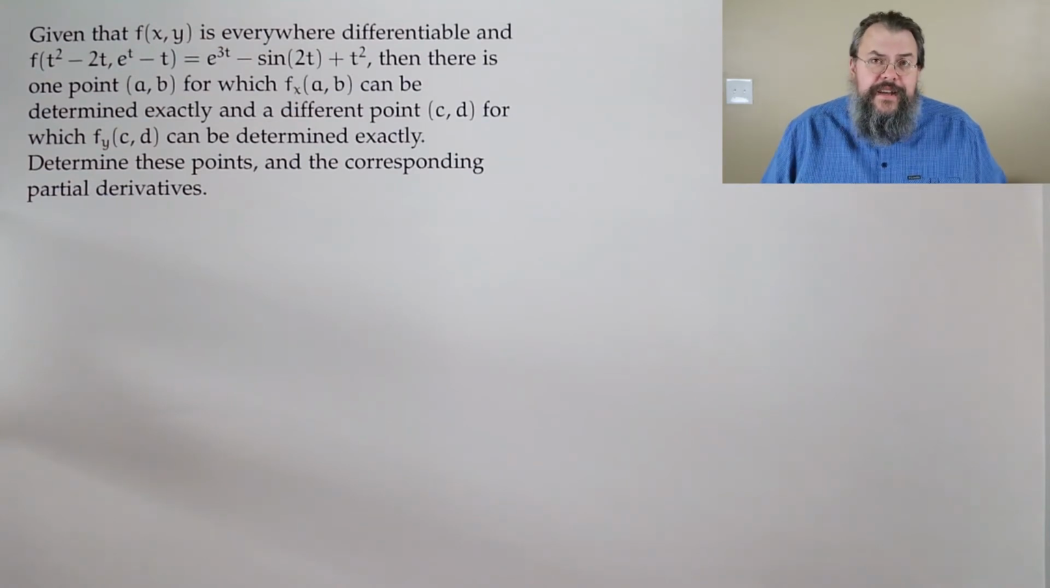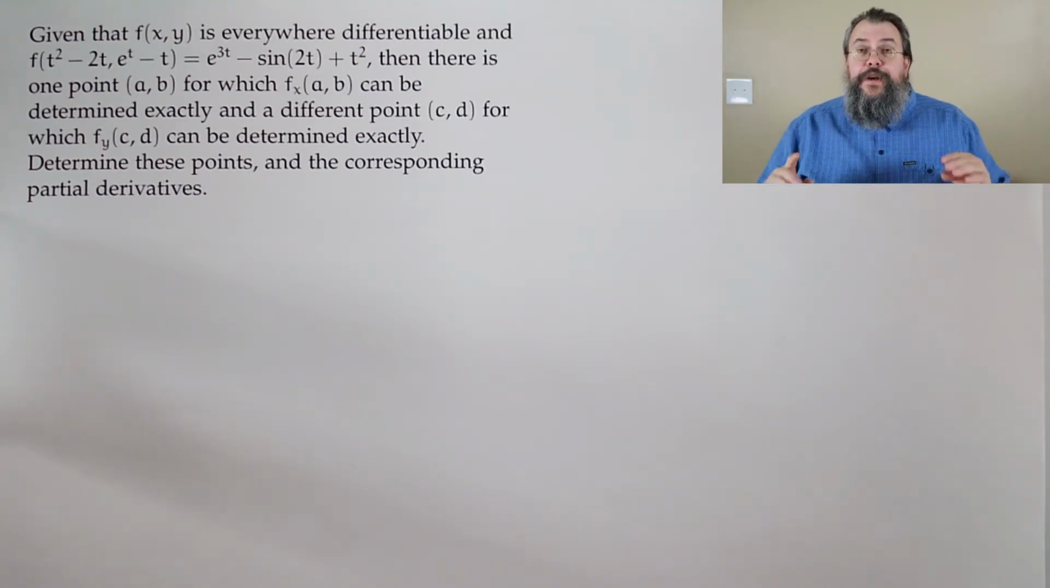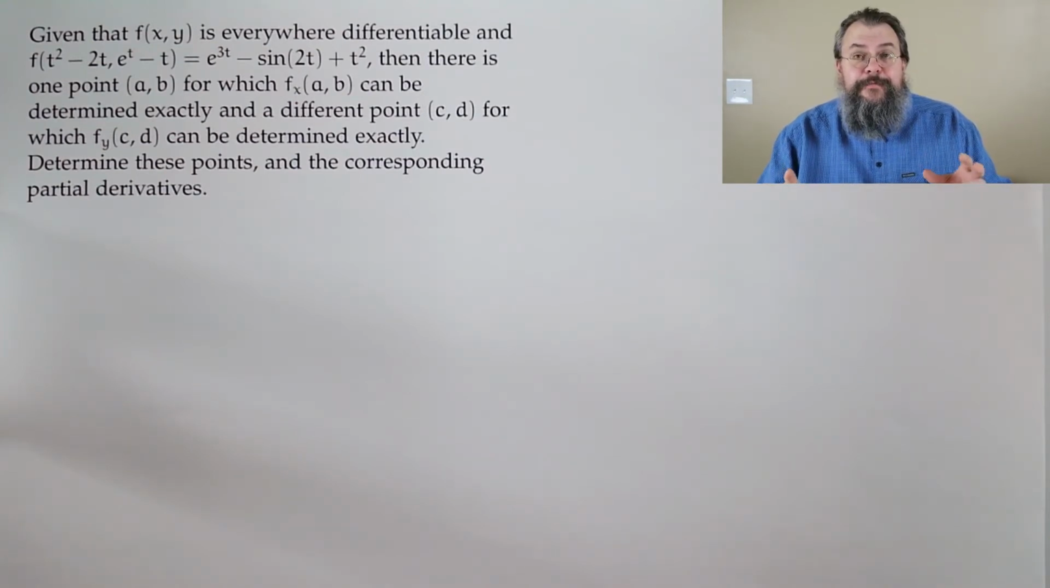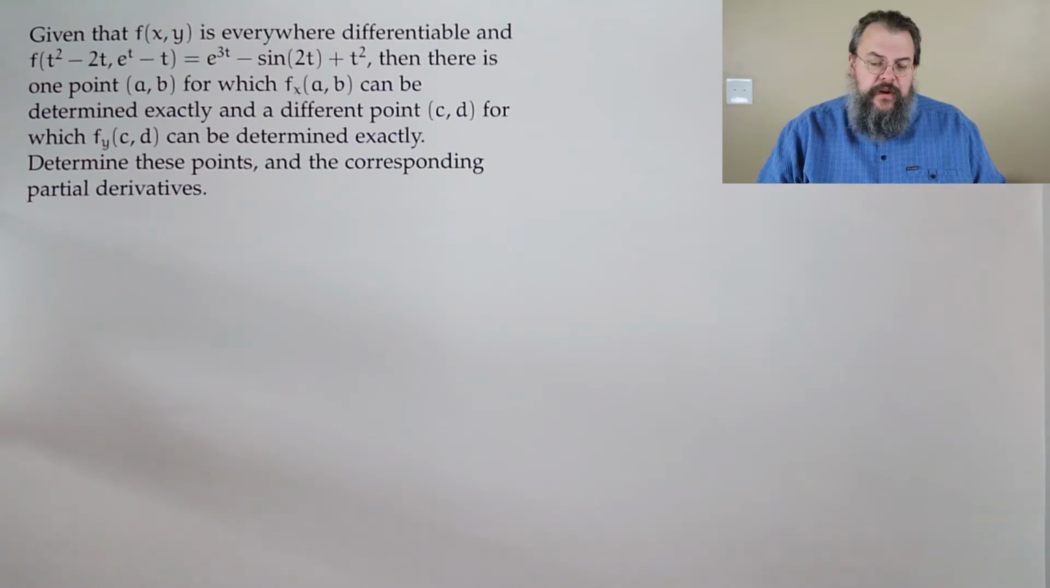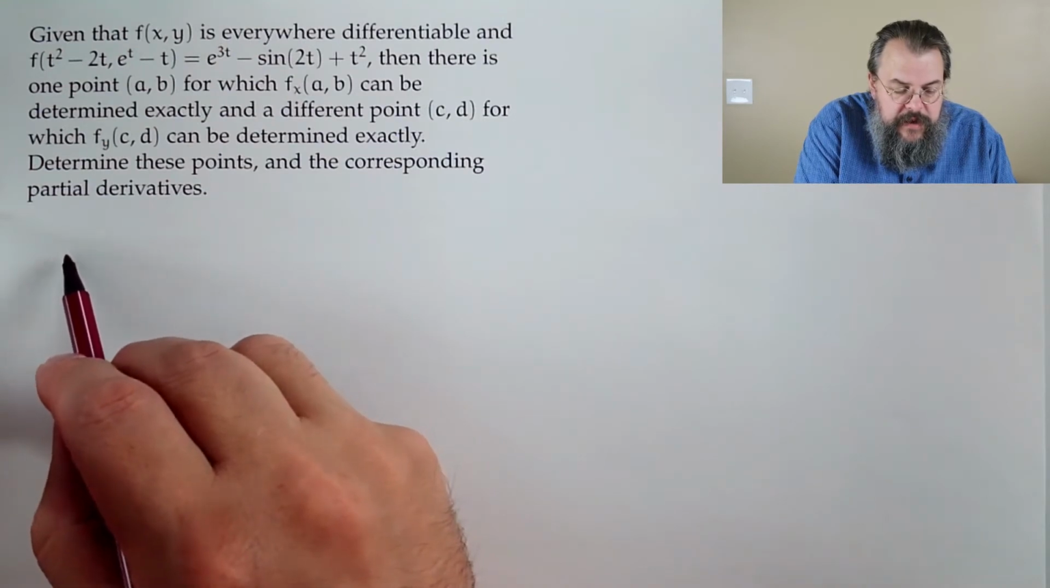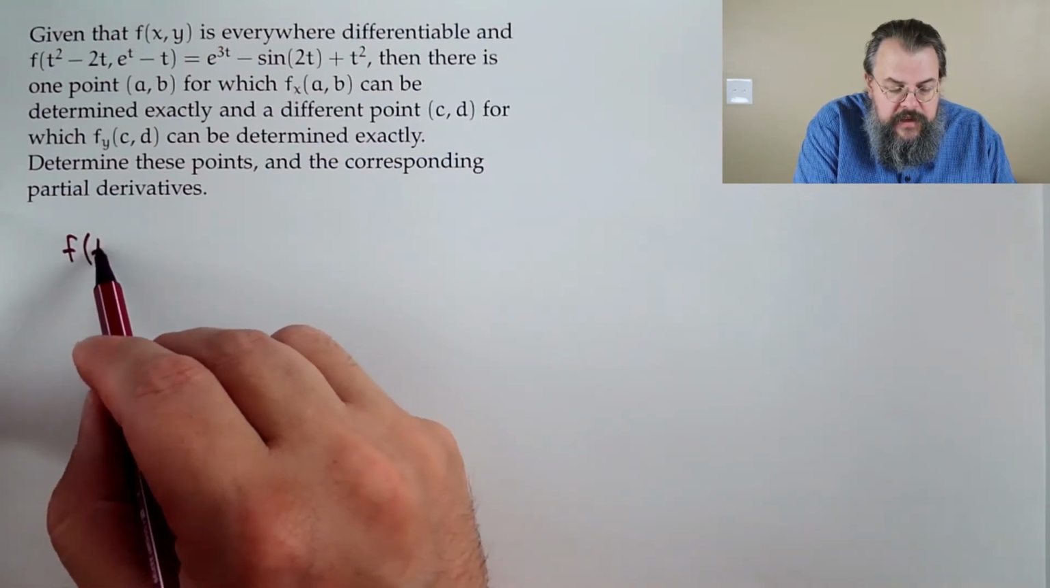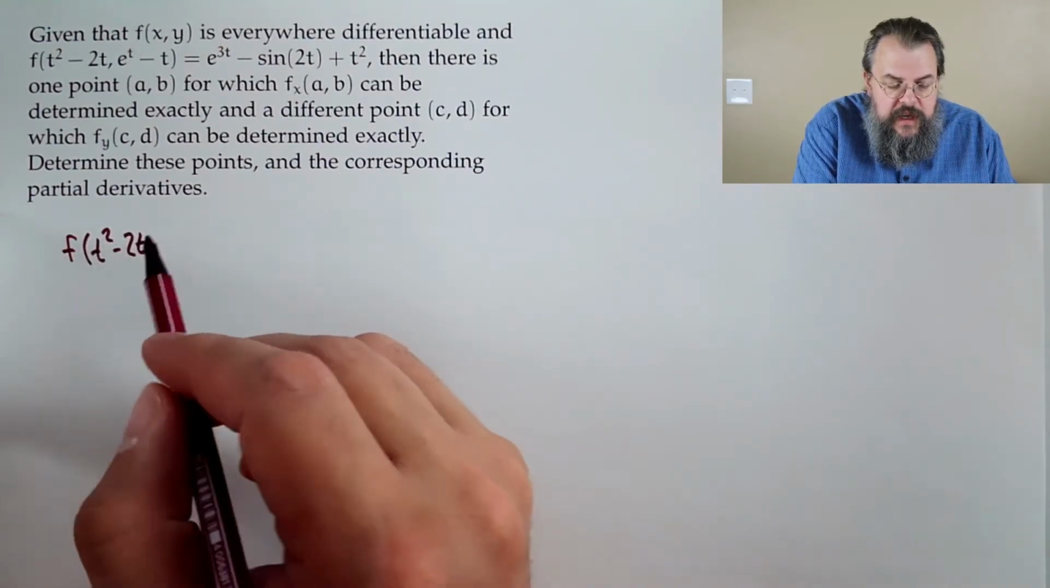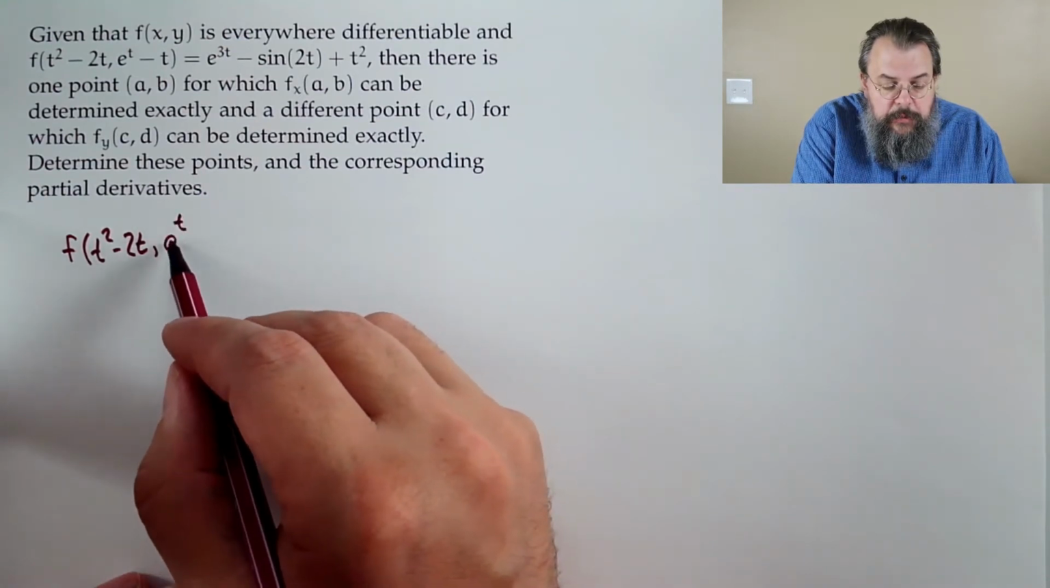So it feels like how? What? And at first glance, it doesn't seem like we can make much progress. But of course, we don't just go off of first glances, right? So let's think about what's going on here. So if we dig into it a little bit, we say, all right, think of this in the following way. This is f of (t squared minus 2t, e to the t minus t).